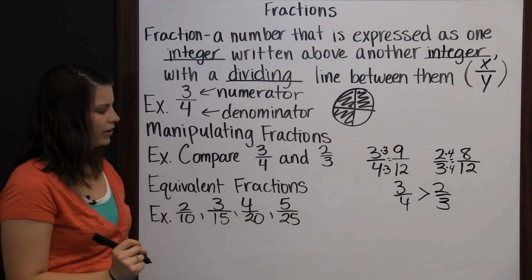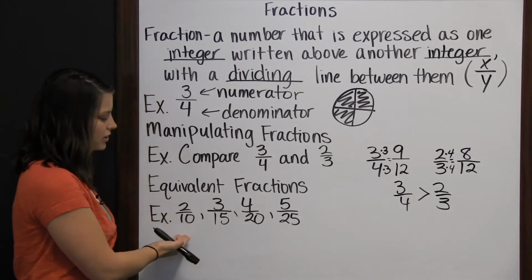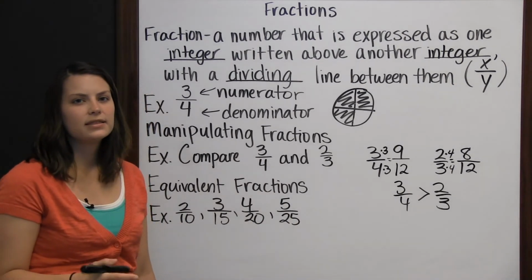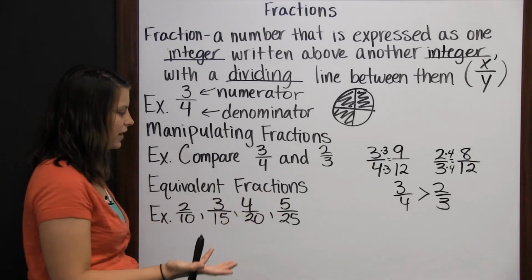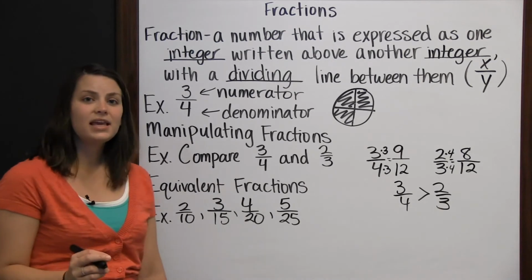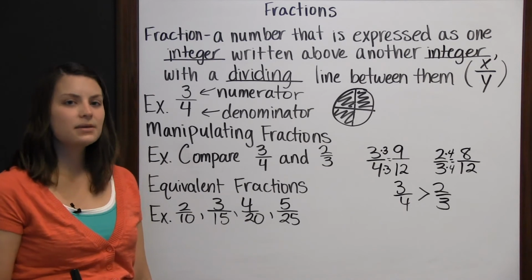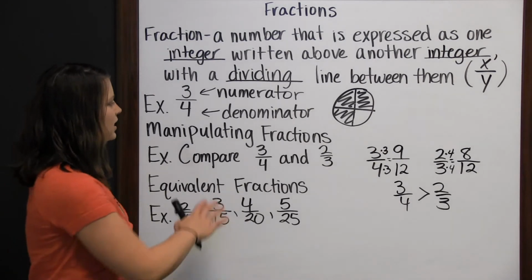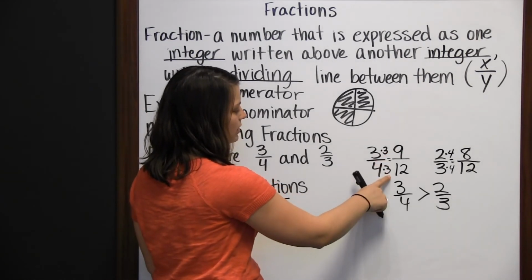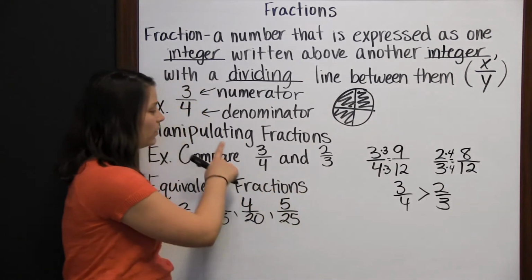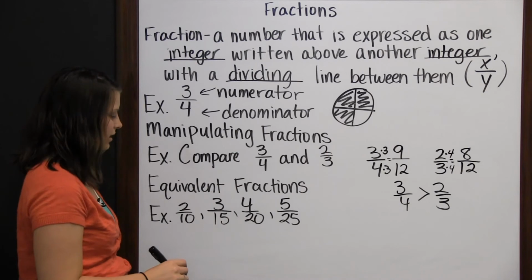So let's talk a little bit more about equivalent fractions. All of these fractions are equivalent fractions because they all represent the same value: 2/10, 3/15, 4/20, 5/25. And we could see that they represent the same value more easily by simplifying our fractions. So we said we can manipulate fractions by multiplying the numerator and denominator by the same value, or we can manipulate them by dividing the numerator and denominator by the same value.